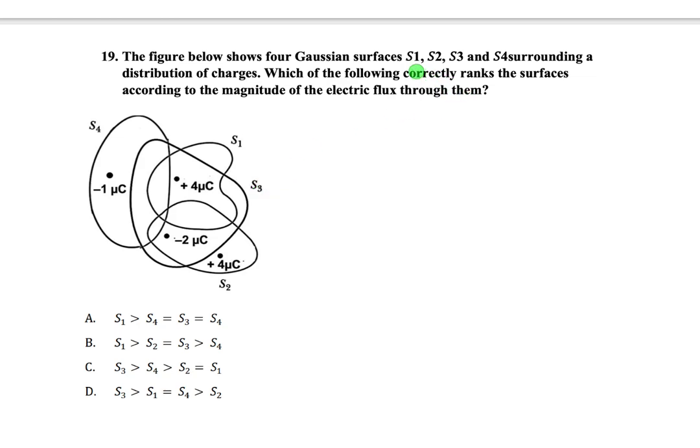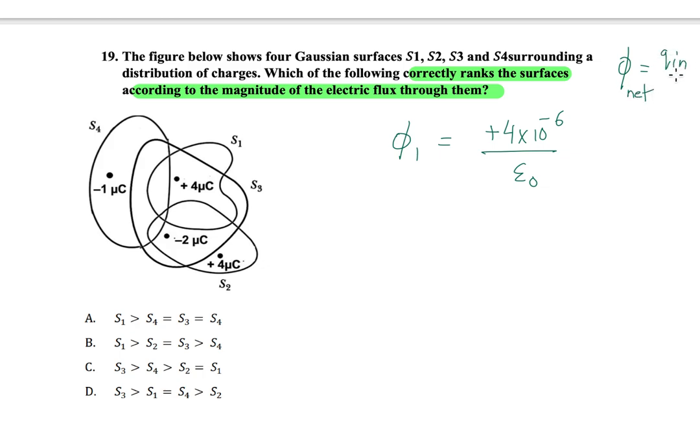Which of the following correctly ranks the surfaces according to the magnitude of electric flux through them? As we did before, we will find phi 1. For phi 1, this is your S1. What's the charge enclosed in it? It's plus 4 microcoulomb, so that's plus 4 times 10 to the power negative 6 over epsilon. Just to recall, net flux is given by Q in over epsilon.